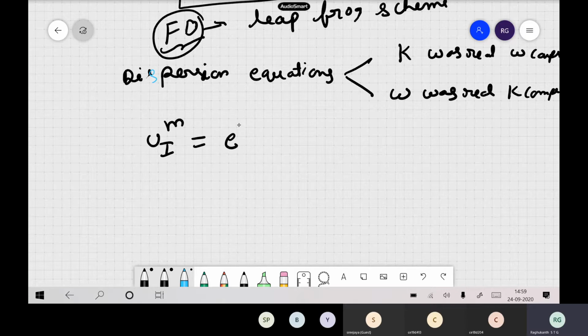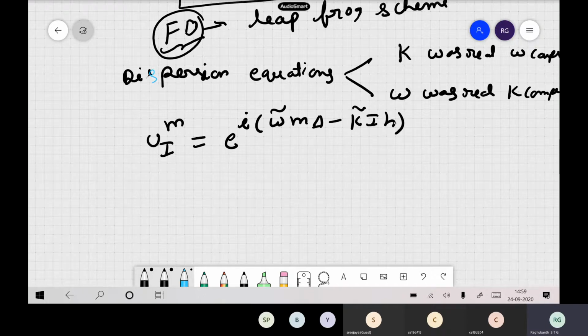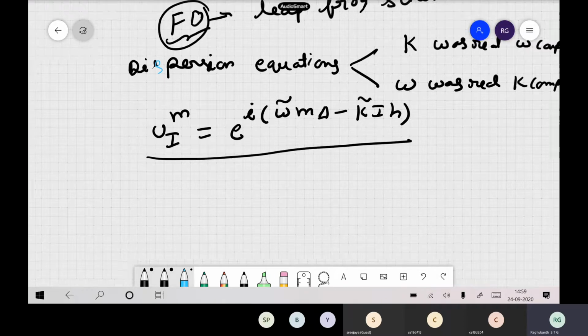So I hope all of you remember e to the power of i times omega m delta t minus k hat i h. Whether it is a finite difference or an analytical equation, if you want to check stability and dispersion, you have to start with this type of substitution, and then you get the dispersion.